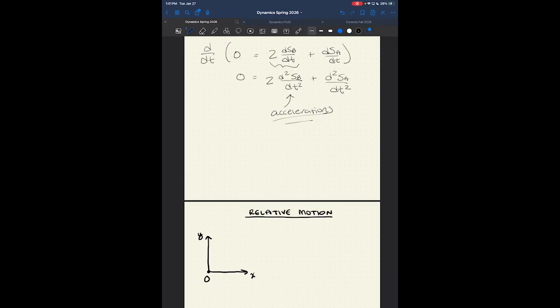For the most part with relative motion, I'm not necessarily talking about two particles that are in any way connected to each other. They're just kind of hanging out in the same space. So let's say I have this Cartesian space defined by x and y. I might, for instance, have a particle A, and I might have a particle B.